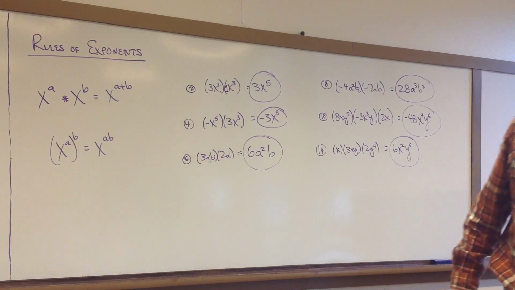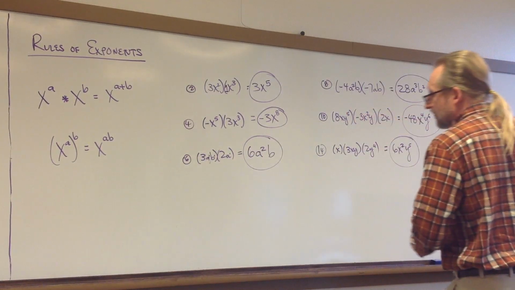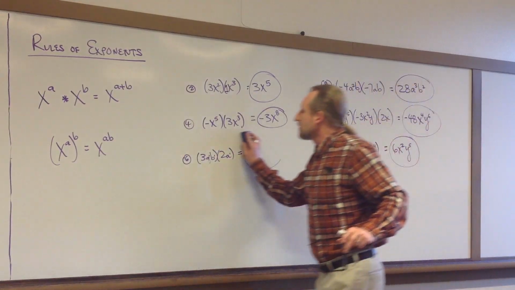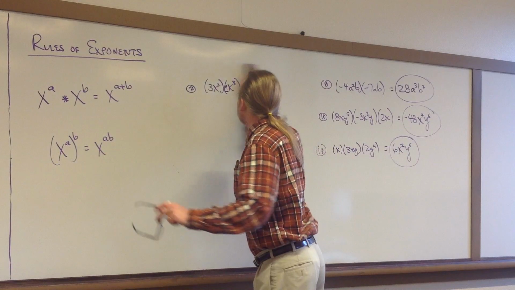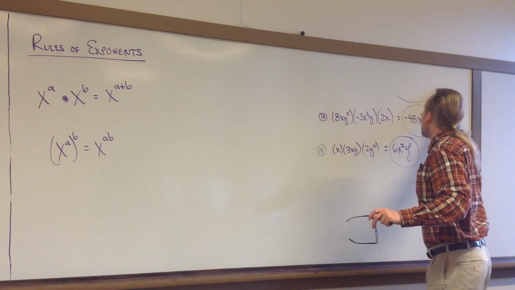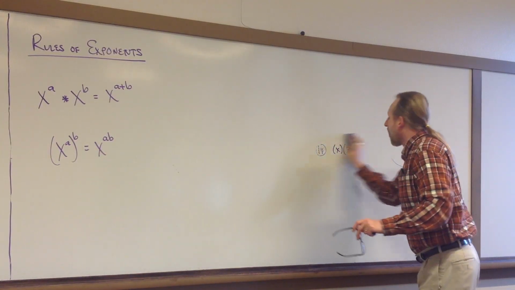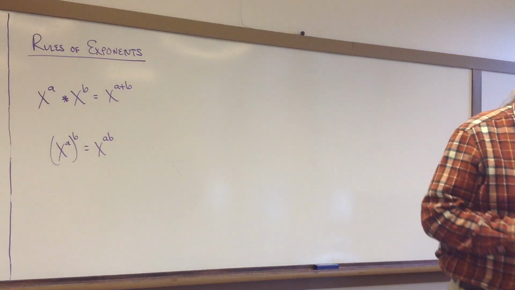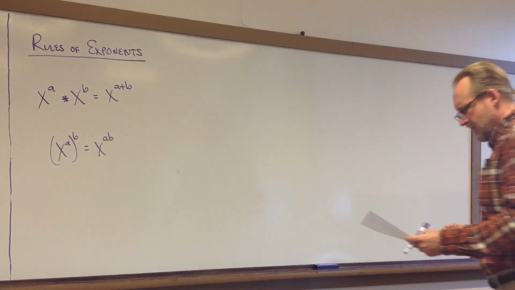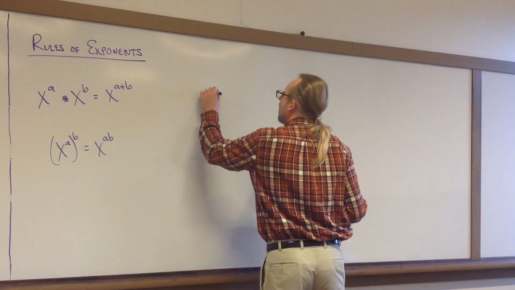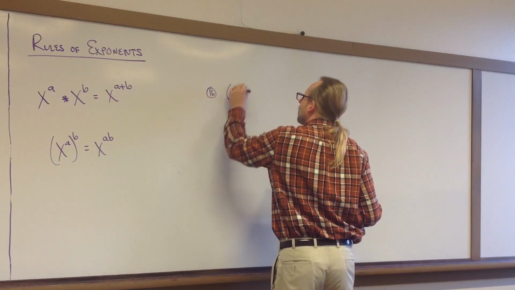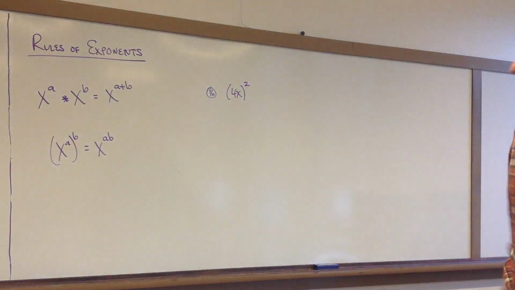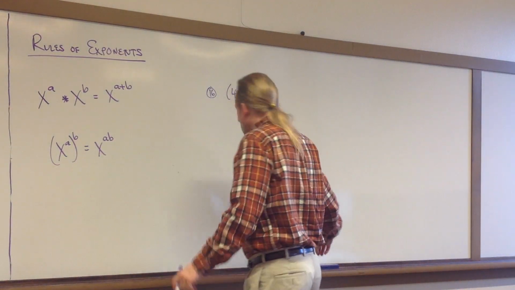Okay. Now the rest of these problems have to do with the second rule of exponents that we talked about, where you raise a power to a power. So let's look at some examples of those. Okay, problem 16. 4x all squared.